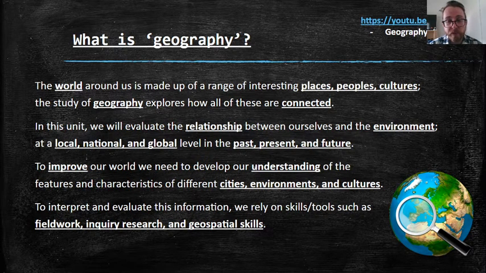To improve our world, we need to develop our understanding of the features and characteristics of different cities, environments, and cultures. If we don't understand the world around us, we won't be able to participate, to interact with it, or to improve it. To interpret and evaluate this information, we rely on skills and tools such as fieldwork, so actually going out, which sounds odd during coronavirus pandemic lockdown, but going outside and doing activities. Inquiry research, so picking a question and then finding the answer to that question yourself, doing some research. And then geospatial skills, so the tool set of the geographer.